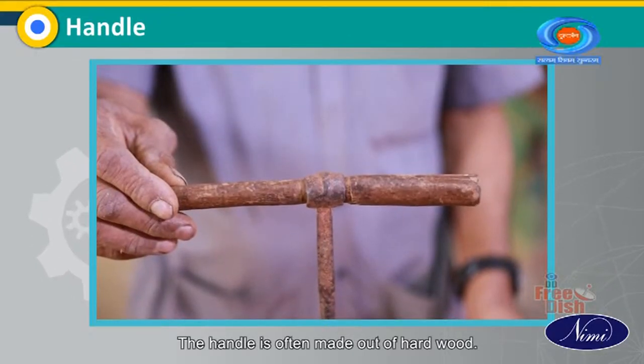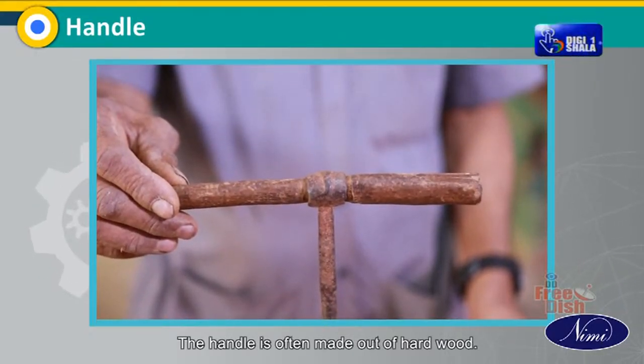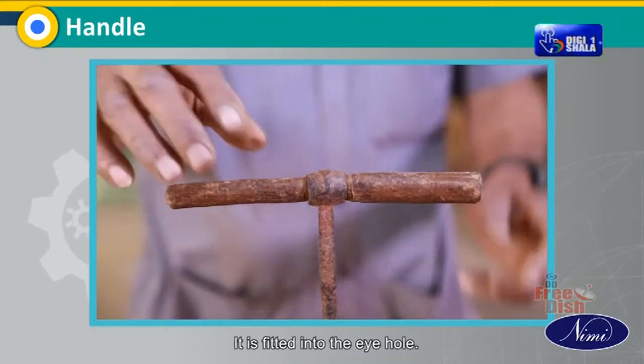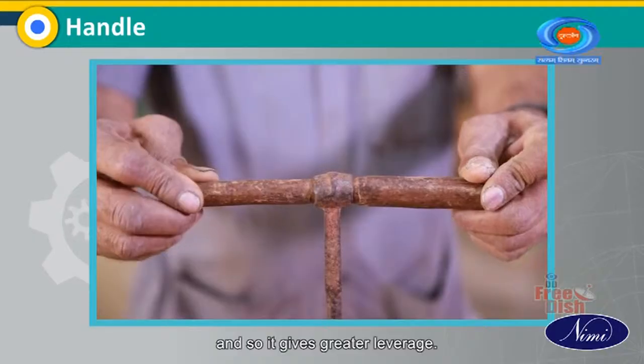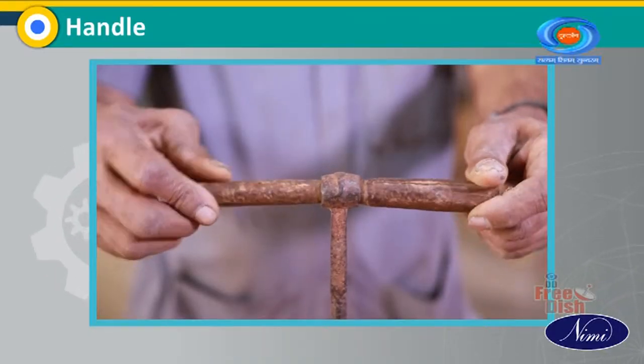Handle. The handle is often made out of hardwood. It is fitted into the eye hole. The handle makes it easier for us to turn it, and so it gives greater leverage.